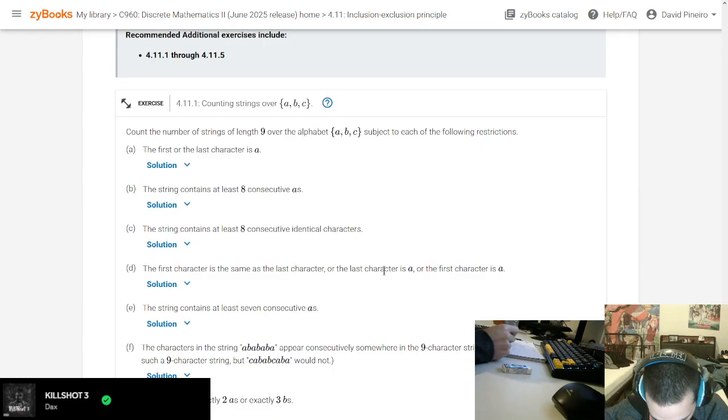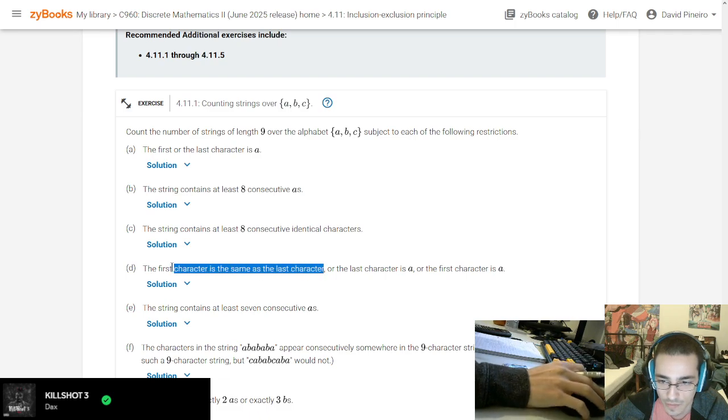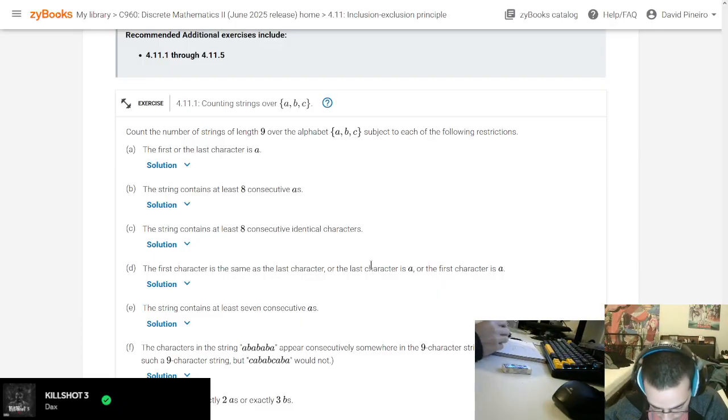So okay, last and first character being A is also 3 to the 7th, because you're just picking 2 characters. And the intersection of all of them, isn't that also 3 to the 7th? Because you're just saying that the first character is A, the last character is A, which is the same, that's what this is saying. So you would just be picking everything in between the first and last character, which is also 3 to the 7th.